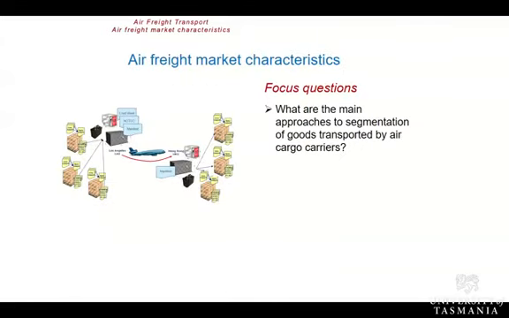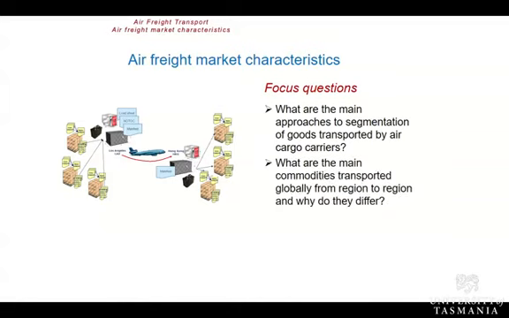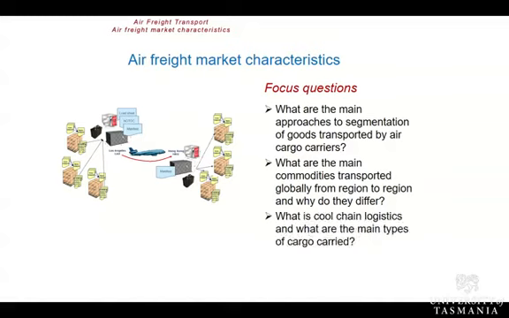The questions we're seeking to answer today are: what are the main approaches to segmentation of goods transported by air cargo carriers? What are the main commodities transported globally from region to region, and why do they differ? And what is cold chain logistics, and what are the main types of cargo carried?